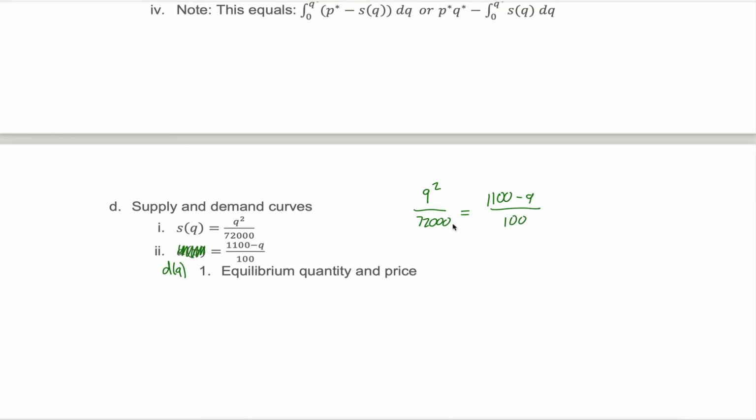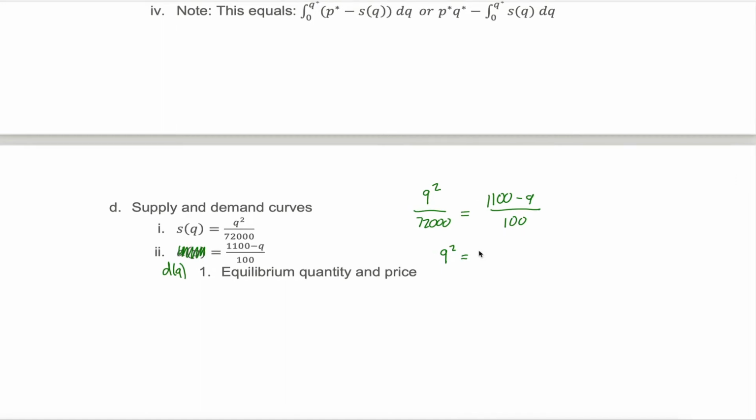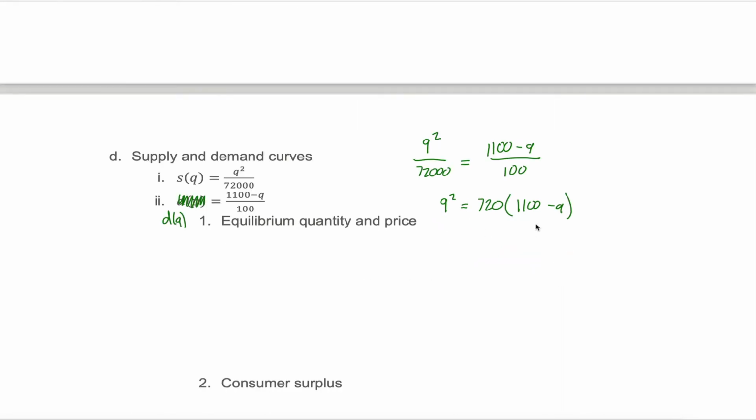If I'm scared of fractions, I could multiply both sides of the equation by 72,000, and on the left, that would leave me with just a Q squared. And on the right, the 72,000 and the 100 would cancel out and leave me with 720 times the quantity 1100 minus Q. This looks like a quadratic equation, so maybe it makes sense to get rid of all the parentheses and collect the terms on one side of the equation.